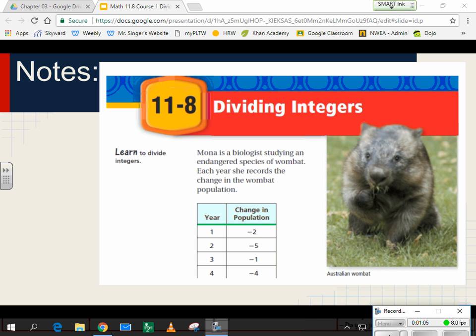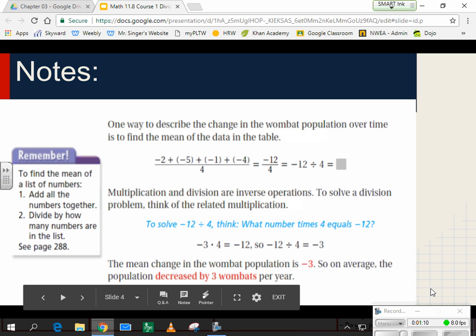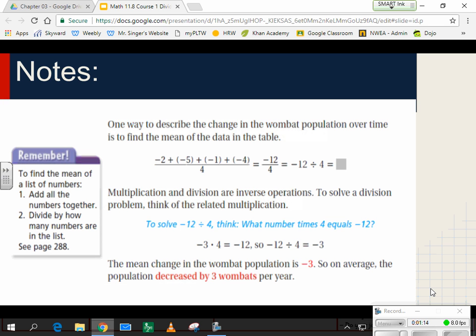Are we dealing with integers here that are positive and negative? You betcha. So, one way to describe the change in a wombat's population over time is to try to find the mean of the data. So we could add up all those negative numbers, -2, -5, -1, -4. Since they all have the same sign, you just keep making them more negative. That gets you -12. Now, to find the average or mean of something, you divide it by how many numbers you have, which is 4. And -12 divided by 4 is going to give you an answer.